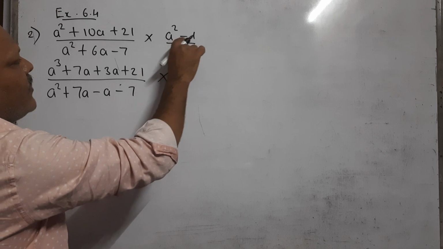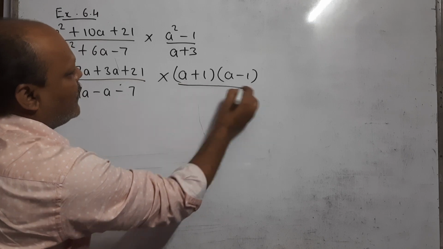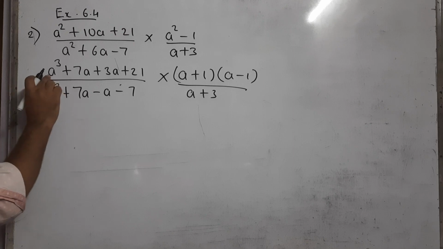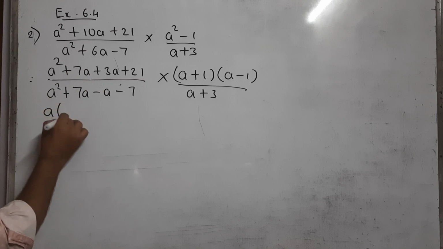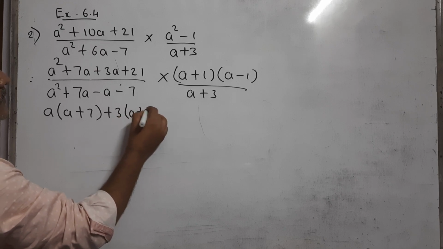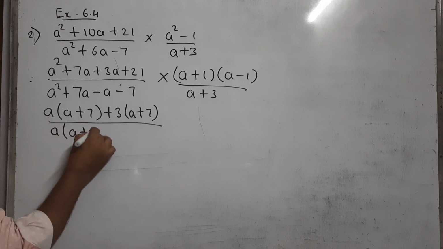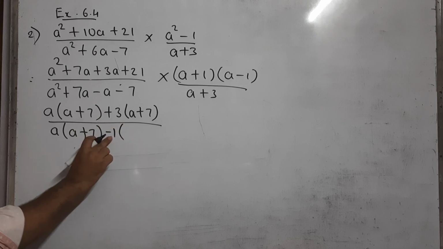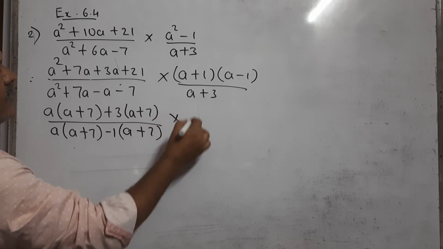And here is the formula of a square minus b square. That formula is a plus b and a minus b. And in the denominator as it is you have to write. After this we have to take out common. From these two we can take out common. What can we take out common? a. That is a plus 7. Here we can take out 3 common, a plus 7. From these two we can take out a common, a plus 7. Here nothing we can take out common, so minus 1. Whenever we are taking minus common, you have to change the sign. It will become minus, minus will become plus. This as it is you have to write.